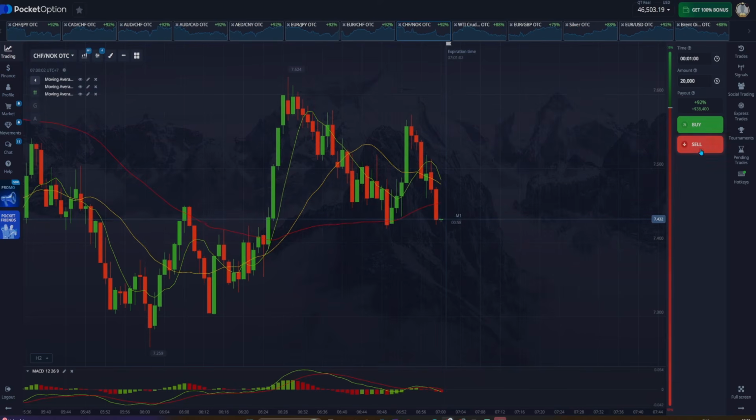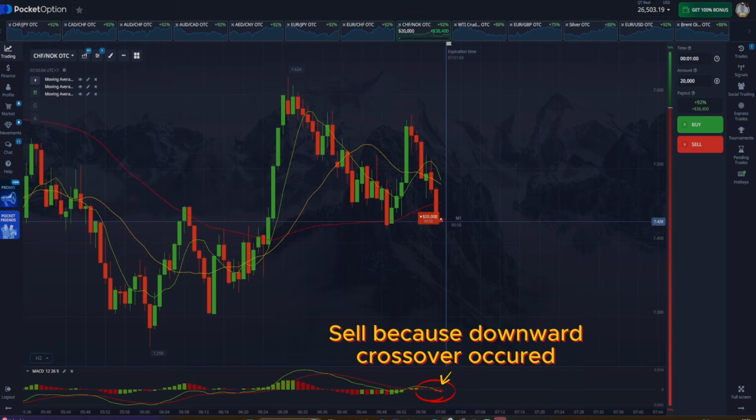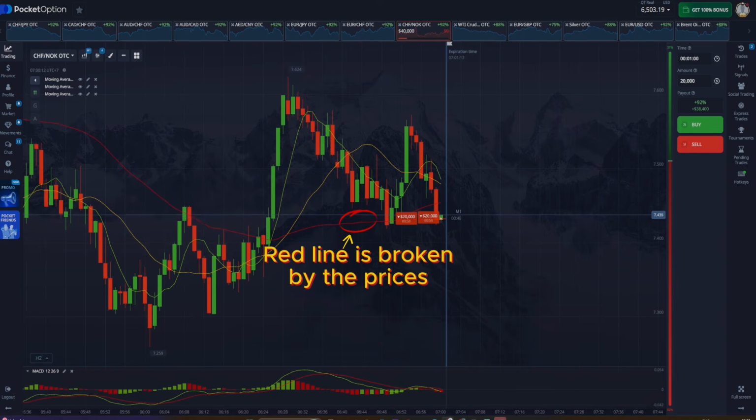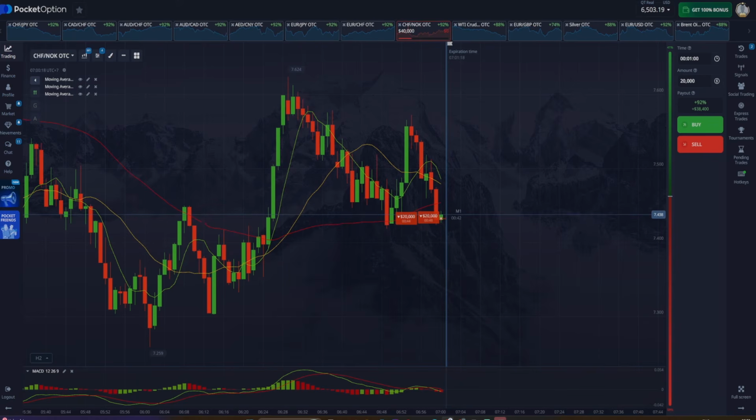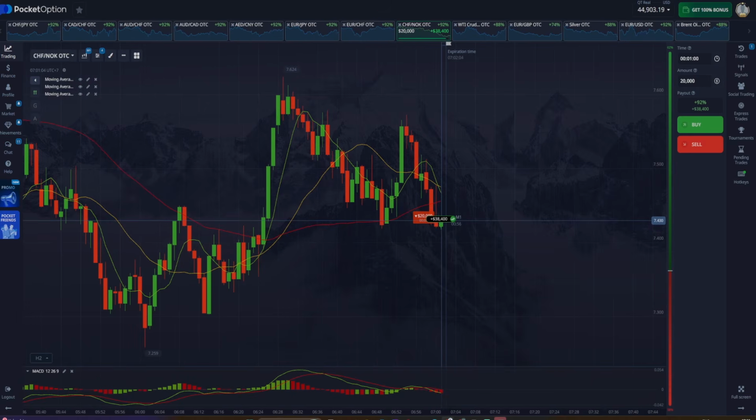All right, traders, I'm seeing a sell signal on MACD, where the main line crossed below the signal line and the histogram has turned red. On top of that, price has also broken through the red line, MA60, which had been acting as dynamic support. Breaking this line indicates that selling pressure is getting stronger, and the bearish trend is becoming clearer. With these two confirmations, I've taken a sell position. Okay, profit. I think that's enough for today's trading session.